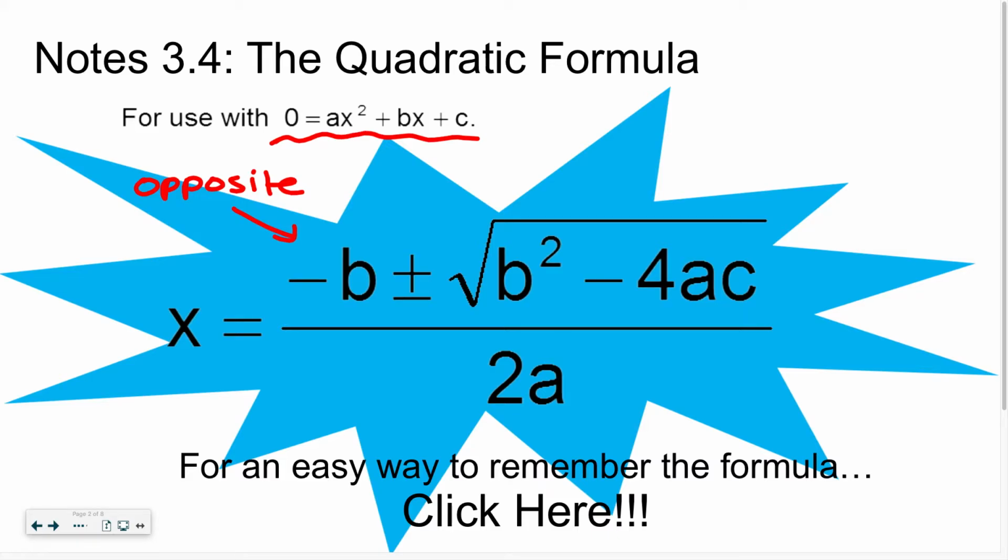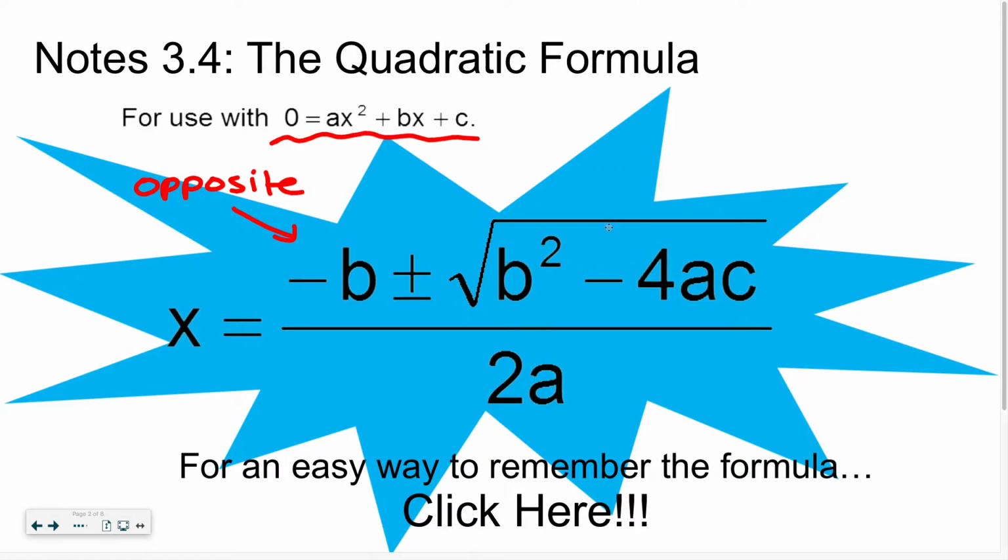Now, the easy way to remember the formula is our quadratic formula song. I will post a link on my website if you want to view it in advance and practice singing it. And we will also sing the quadratic formula song on Monday. So we'll have that song ready before we go into our test.